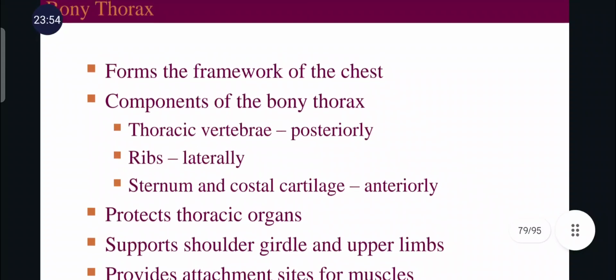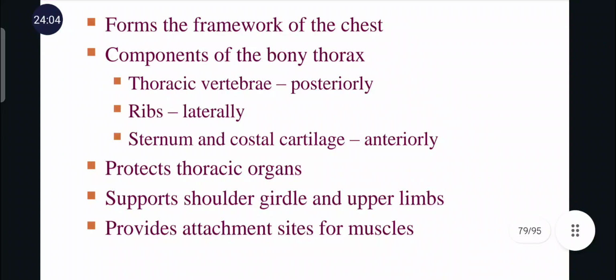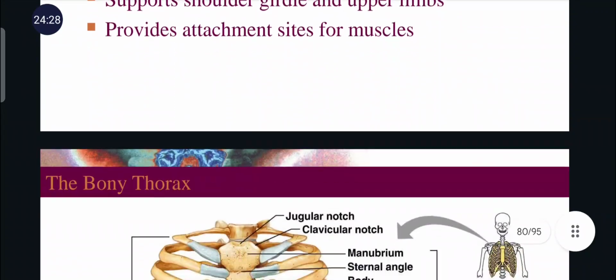After the vertebral column, the third portion of the axial skeleton is the bony thorax, that is the thoracic cage. It forms the framework of the chest. The components of the thorax are thoracic vertebrae, which are present posteriorly, ribs, which are present laterally, and the sternum and costal cartilages, which are present anteriorly. The bony thorax protects the thoracic organs. It also supports the shoulder girdle and upper limbs, and provides attachment for muscles.